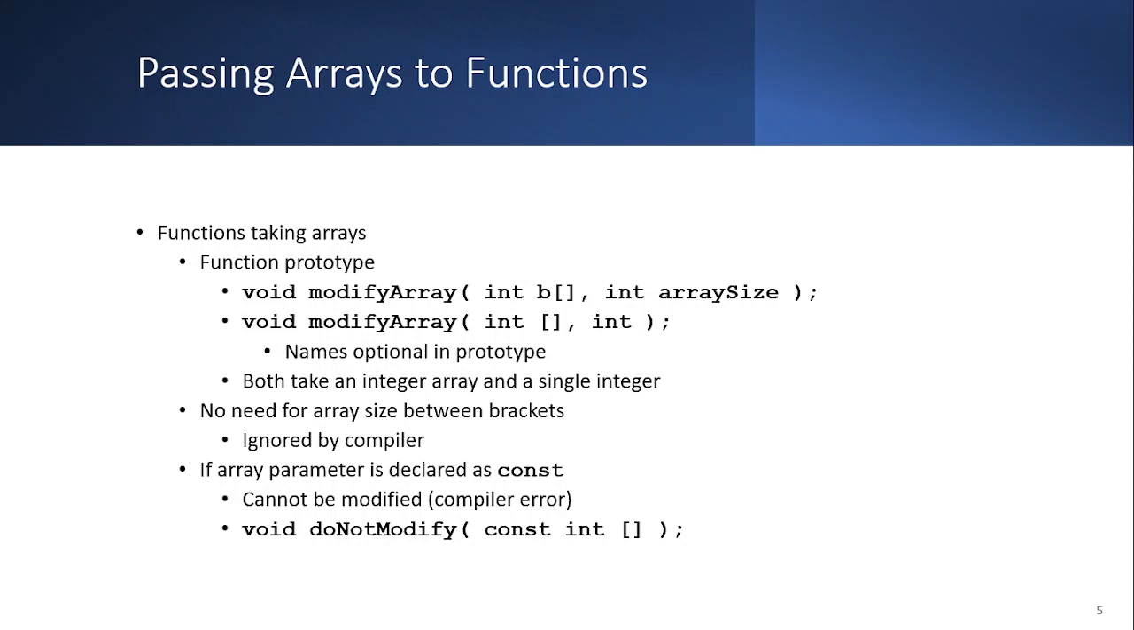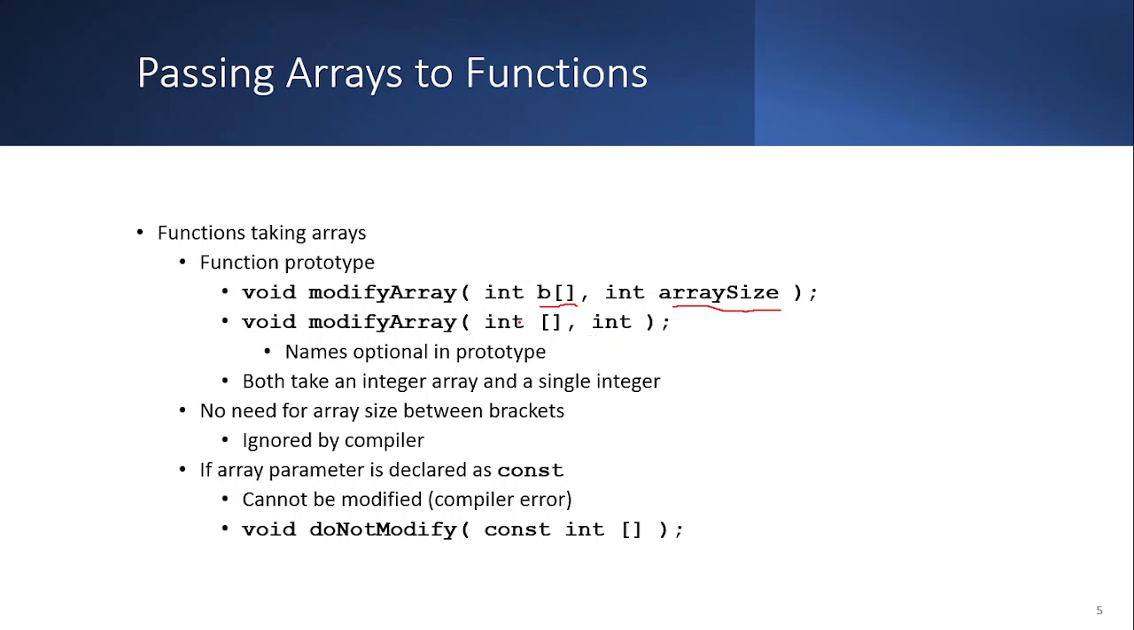So this is how you write prototypes of functions that are going to operate on arrays. Okay, so if you want to write a function, say modifyArray, which is going to operate on some integer array, this is how you can write the prototype. In this particular prototype, we not only mention that this is going to be an array, we also give it a dummy name. So this is an integer array b, and this is the size of that array.